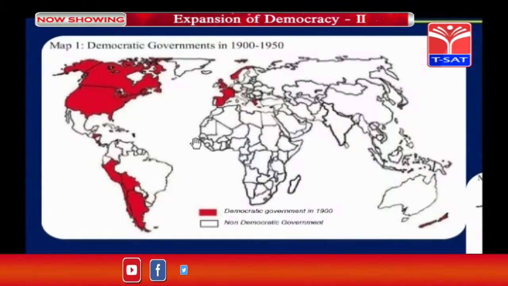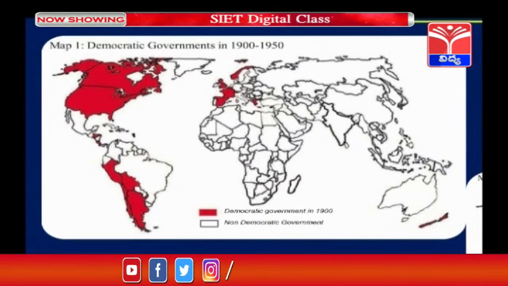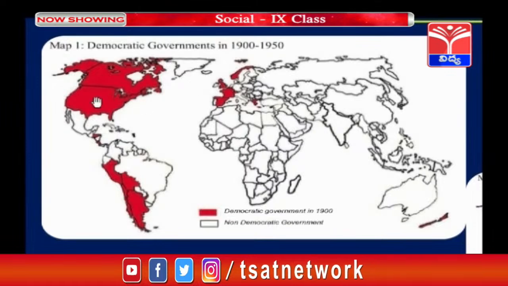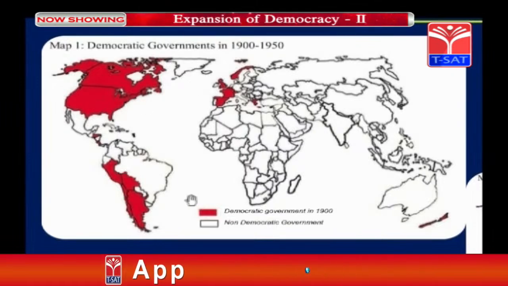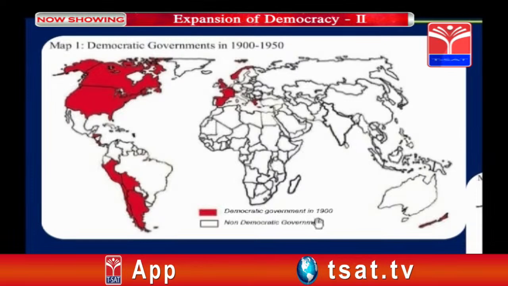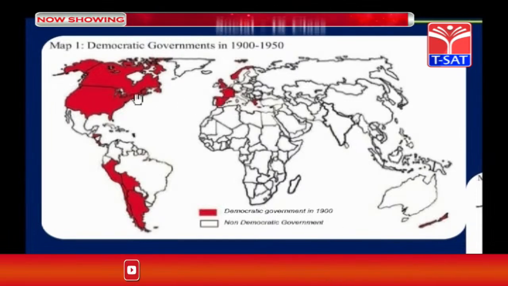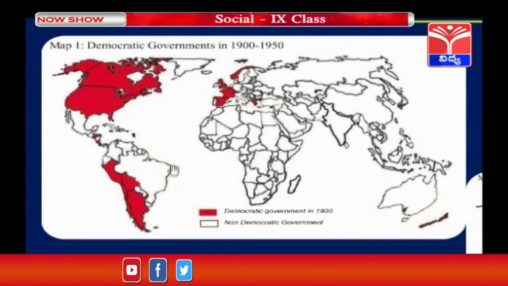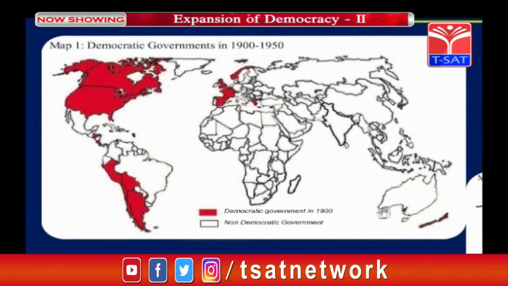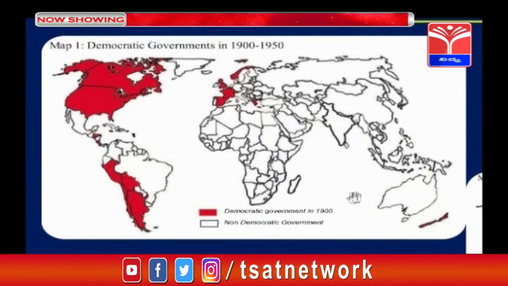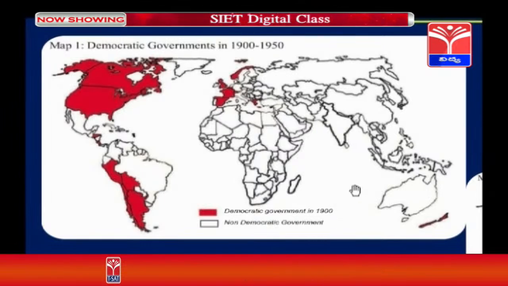Hope you all understood, and here are some important questions for you. Okay children, just observe these maps. You can see the democratic governments from 1900 to 1950. The countries shown in red color are the democratic governments in 1900. So by 1900 only these countries are democratic countries, and all the remaining ones in white color are non-democratic governments. So by 1900 very few countries attained democracy.